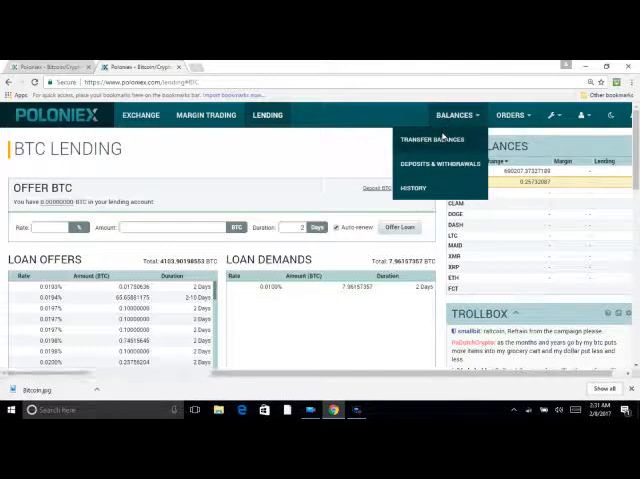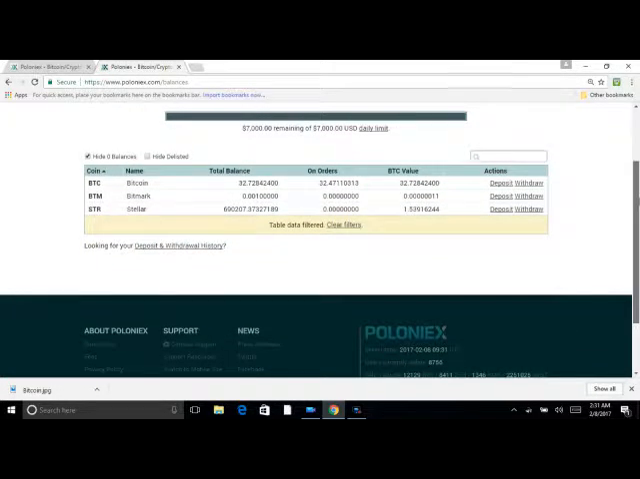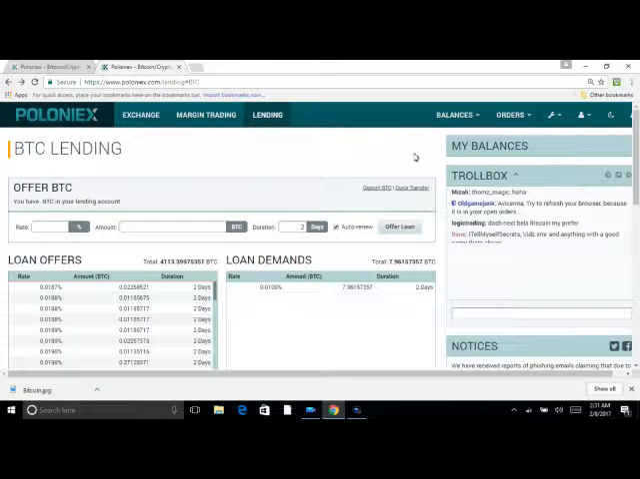Under balances, you can see transfer balances, where you can transfer between different accounts, your deposits and withdrawals, and your history. Let's click on deposits and withdrawals, and it'll show you the coins that I'm in right now. Only Bitcoin, actually two, Bitcoin and Stellar. Bitmark's not a coin, it's really a tipping service for people in the troll box. But I'm not in a lot of coins right now because I'm expecting Bitcoin to rise. You could also see my open orders.